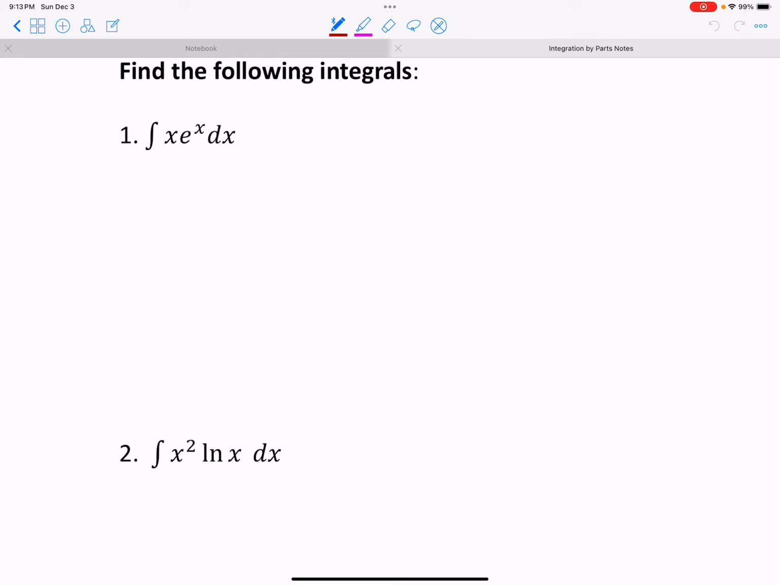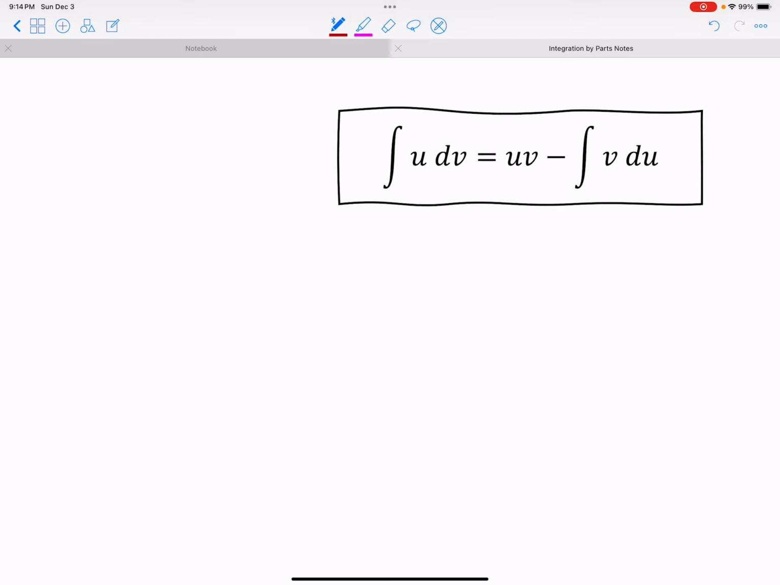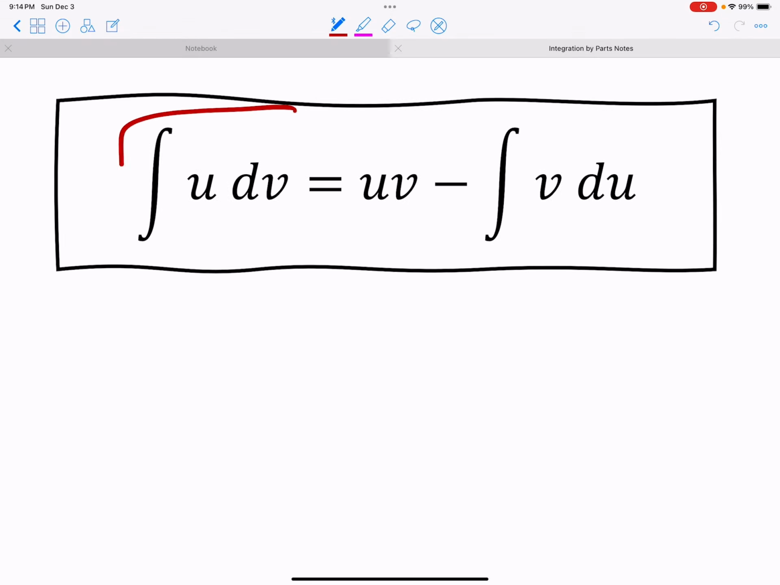This is the same example we were just looking at. We said we're going to let x represent u, and then we're going to let e to the x dx represent dv. Okay, now back to my formula, which has 4 things. Remember, we're starting with this. That means we're starting with u and dv, and then in the formula we need u times v and v times du.